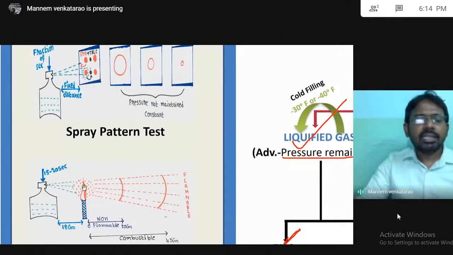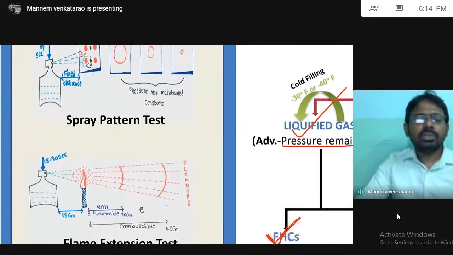Immediately the liquid strikes the flame. Here the liquid strikes the paper, but here the liquid strikes the flame. So if the product is flammable, what happens? It can spread around the candle. How much distance can it spread around the candle? The distance alone decides its flammability.